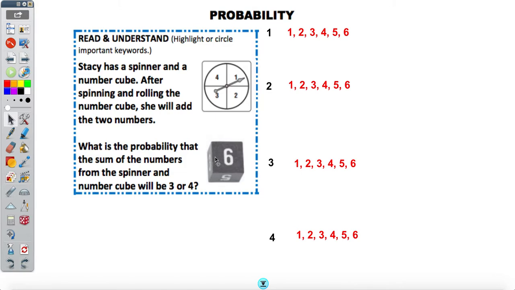Now, a sample space is going to be helpful in a problem like this because we can then take it a step further. We want to know what is the probability that the sum of the numbers from the spinner and number cube will be a 3 or 4.